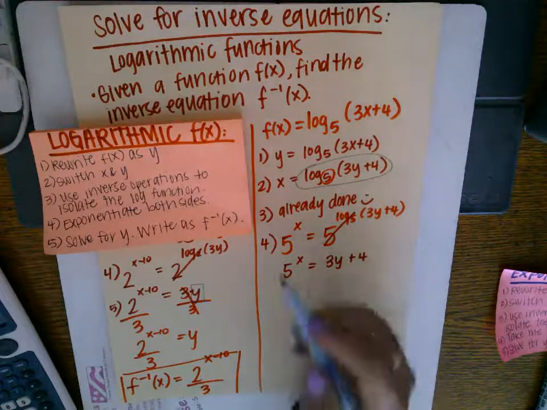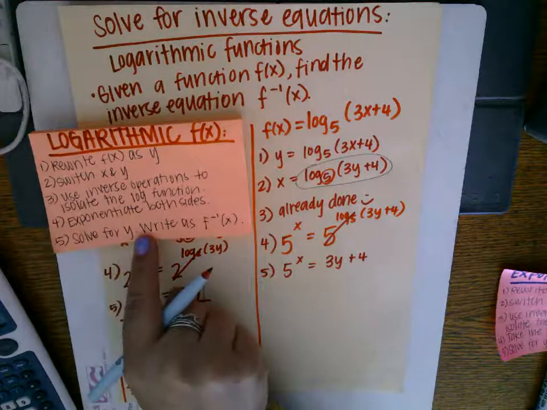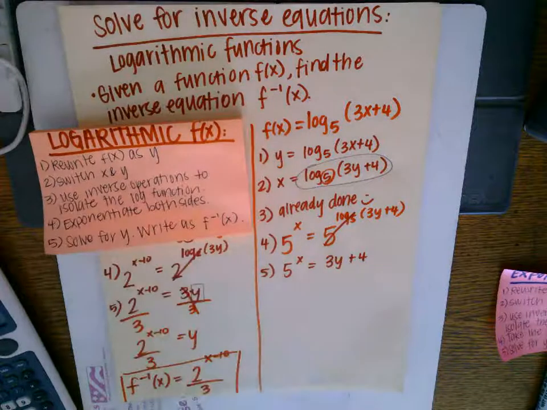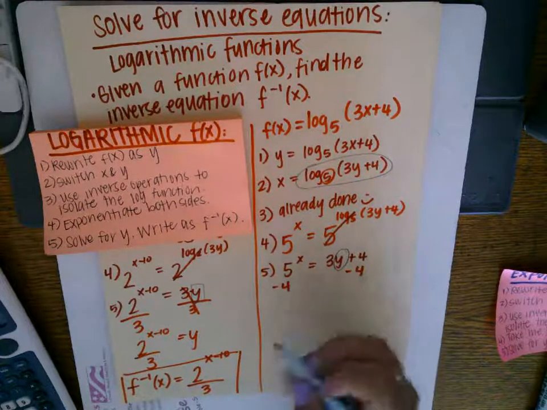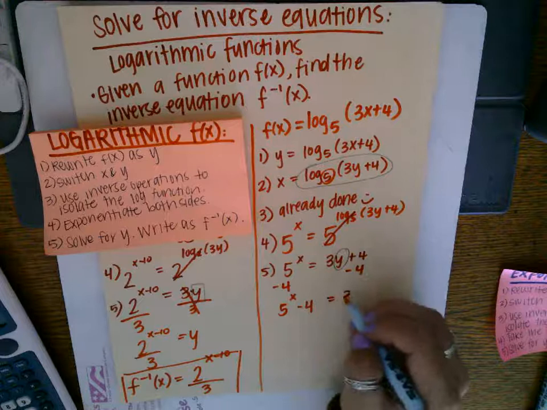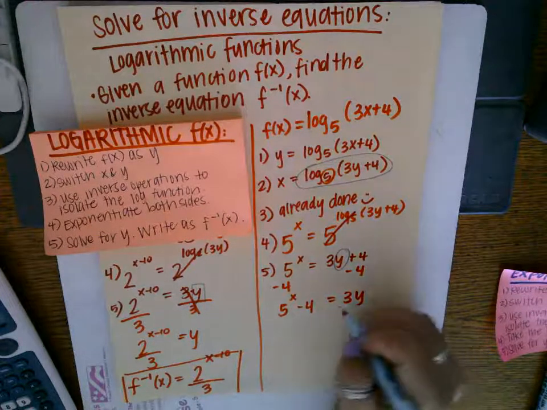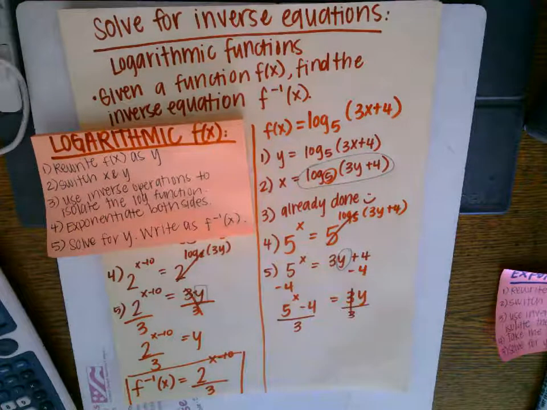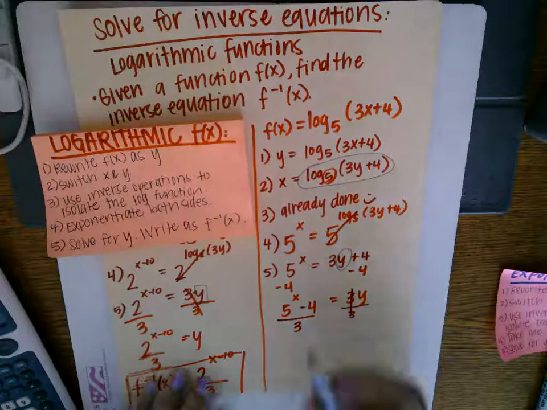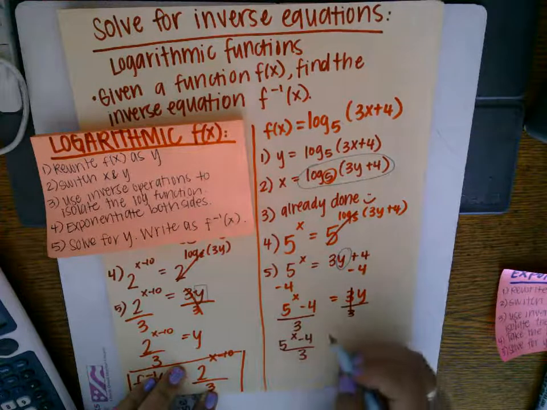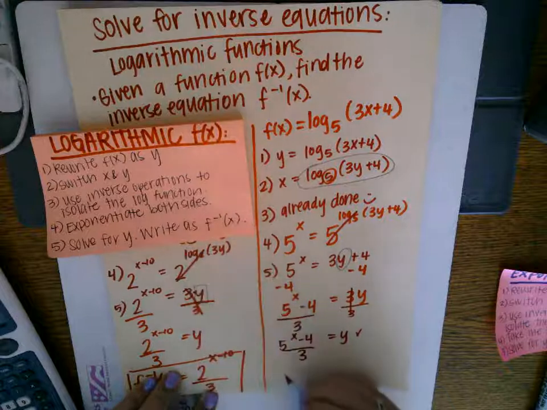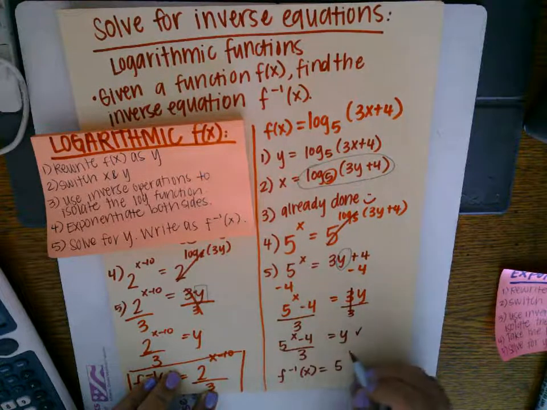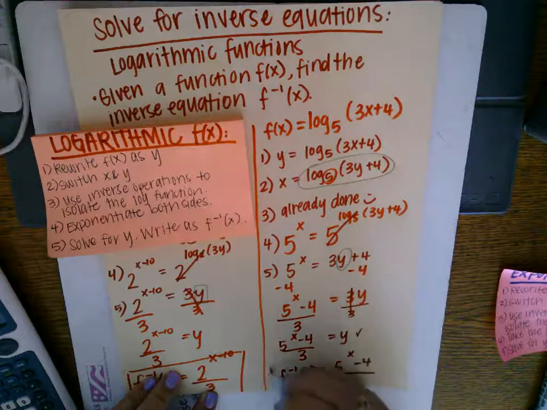And now my goal, step 5, is to solve for y. Again, I'm going to use inverse operations to get y alone. So I need to get rid of this 3, and I need to get rid of this plus 4. I am going to start by subtracting 4 on both sides. I end up with 5 to the x minus 4 equals 3y. And to get y alone, I'm going to have to divide both sides by 3. Whatever I do to one side, I have to do to the other. And I'm left with 5 to the x minus 4 over 3 is equal to y. Yay, I've got y alone. Lastly, I need to use my inverse notation. Therefore, f inverse of x is 5 to the x minus 4 over 3.